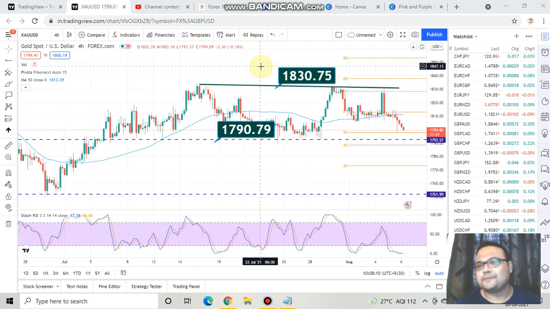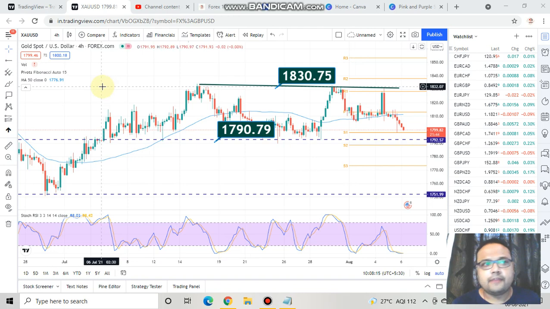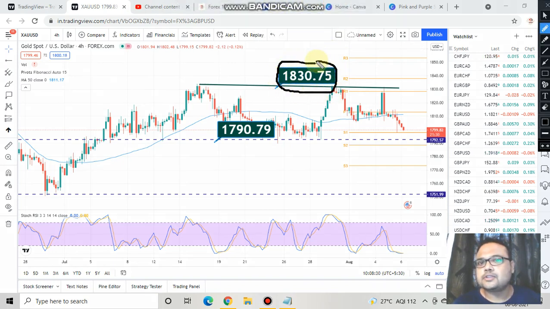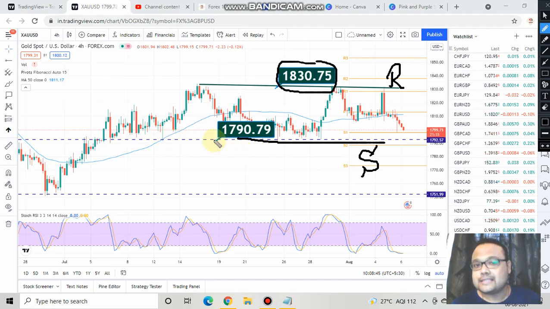So let's get started. This is the 4-hour chart of gold USD in front of us right now. My favorite 4-hour time frame. As we all know, gold USD is trading in a range for quite some time, because 1830 is posing as a strong resistance for the market, whereas 1790 is acting as a support. So whenever the market is coming down, it is getting the required support from the 1790 level.